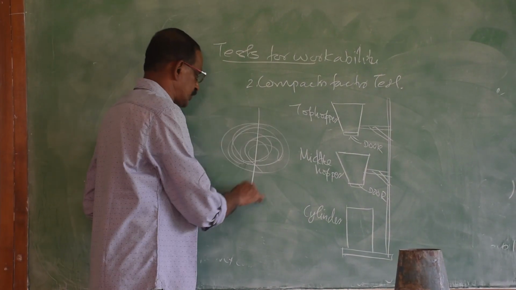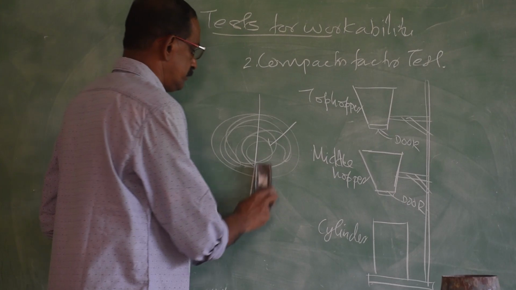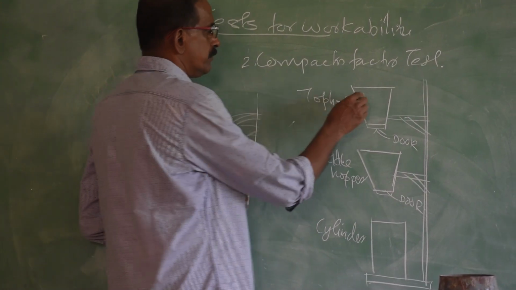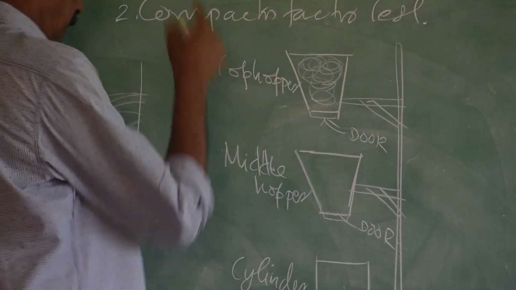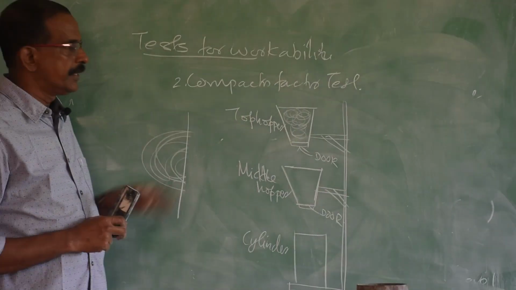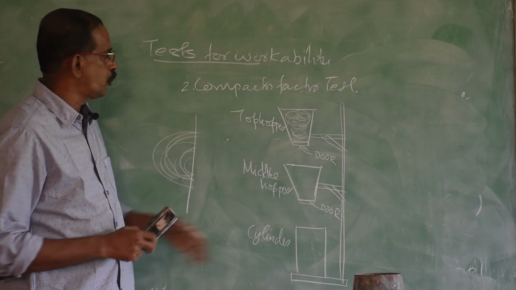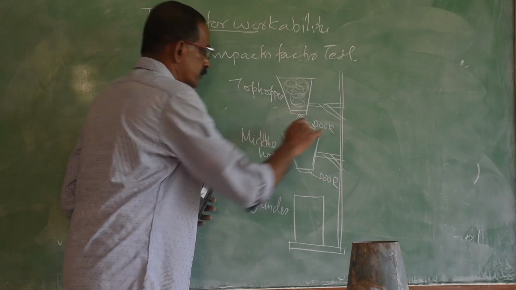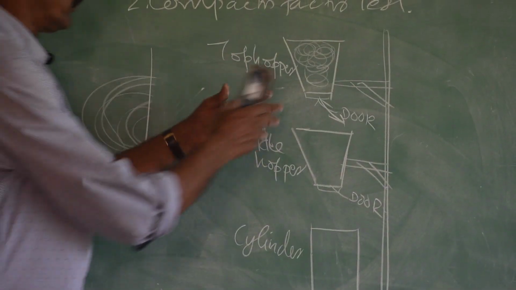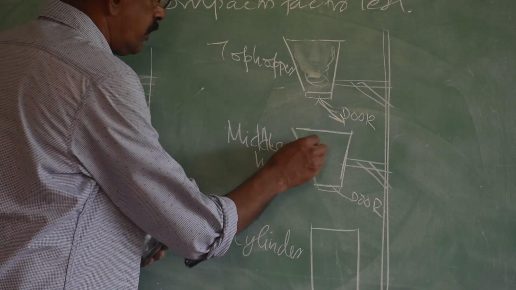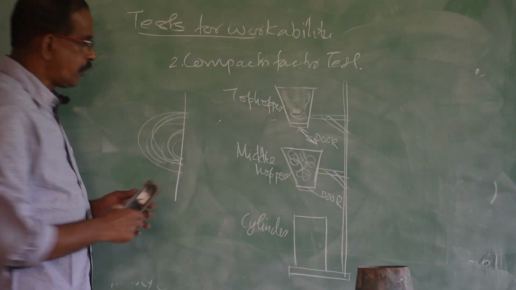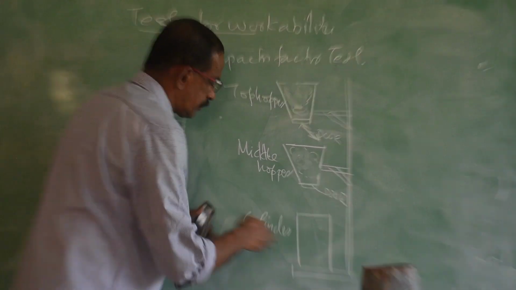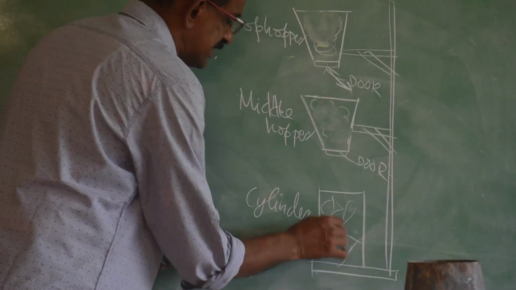Prepare sufficient quantity of concrete, take one portion and fill it fully in the top hopper. Open the door. What may happen? The concrete will come to the middle hopper. Now the concrete is in the second hopper. Now, open the door. What may happen? The concrete will come to the cylinder.